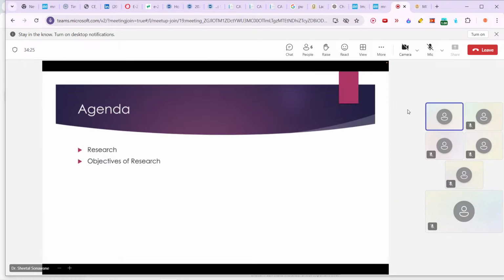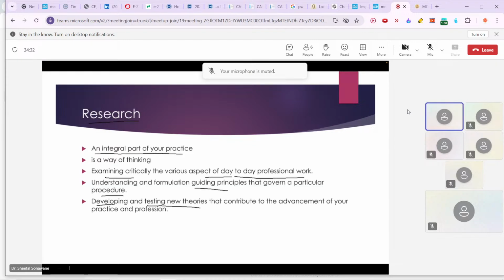Okay, so the two important elements which we are going to discuss over here are research and objectives of research. So what do you mean by research?